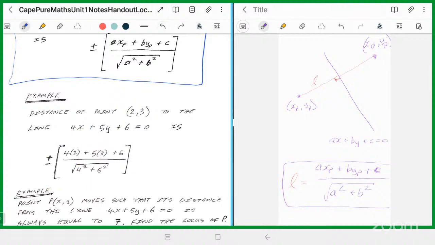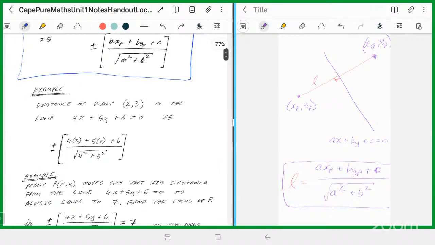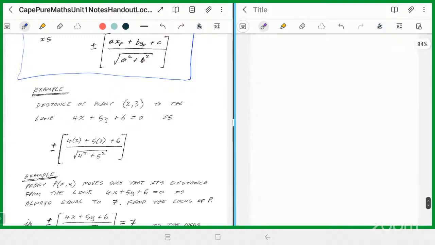So this would be the length, the distance from this point to this line. And it can be plus or minus. Let me see if I can show you why it is plus or minus. So it's basically two distances. Let me see if I can figure out and show you how it could be two distances from this point to this line. So if you have a line like this, I have a point up here.